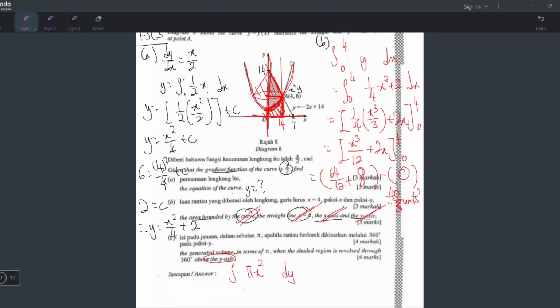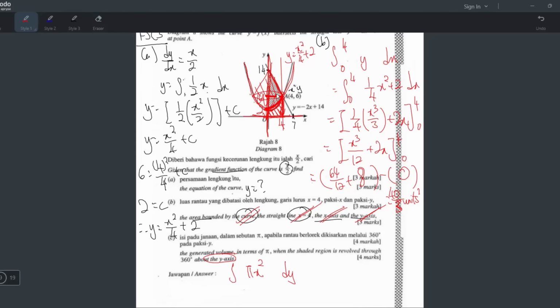And what are the limits? Actually I can find it because I have the equation of the curve already: x squared over 4 plus 2. And this is the y-intercept of the curve, so just substitute x equals 0. 0 squared is 0, 0 divided by 4 is 0, 0 plus 2 is 2. So this is 2. And also you know this is 6, because point A is (4, 6). So you need 6, right?